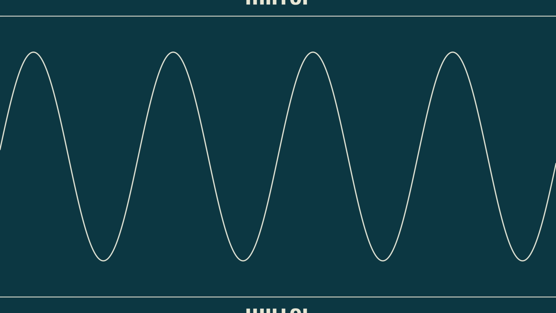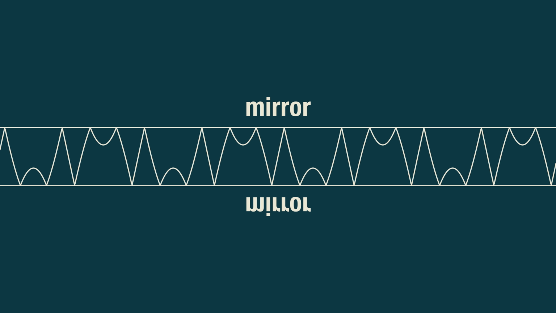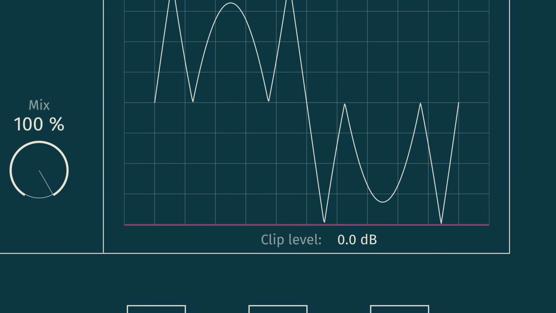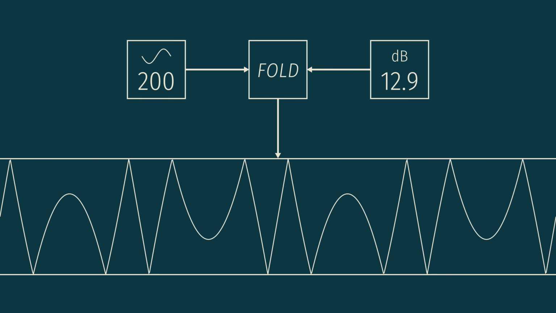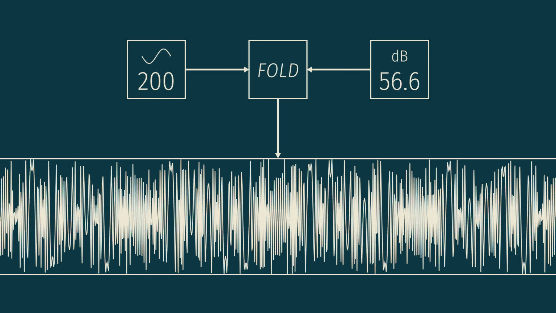1. Reflect the waveform off its upper and lower bounds, like two parallel mirrors. Logic's Bit Crusher reflects off the middle, which I don't want. 2. Take any amount of input gain. 50 dB is more than enough, but I like knowing I can push it further.